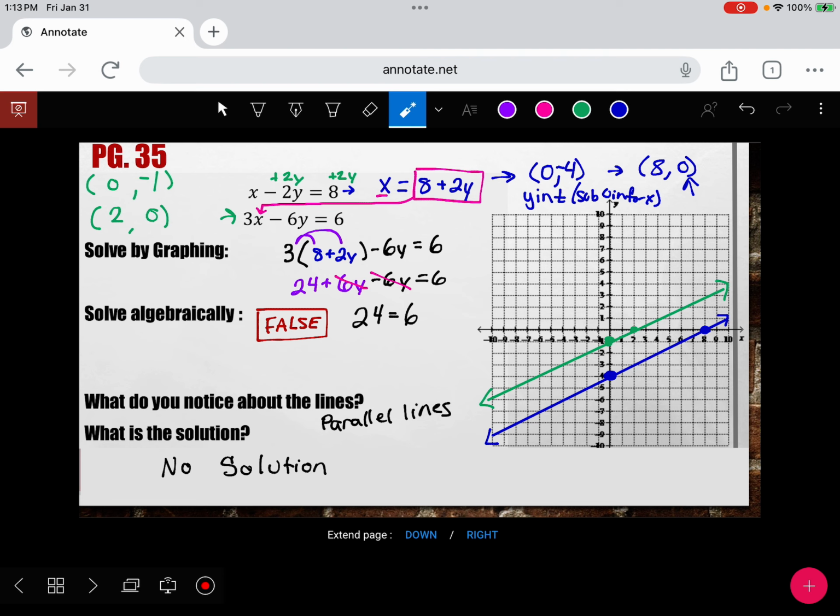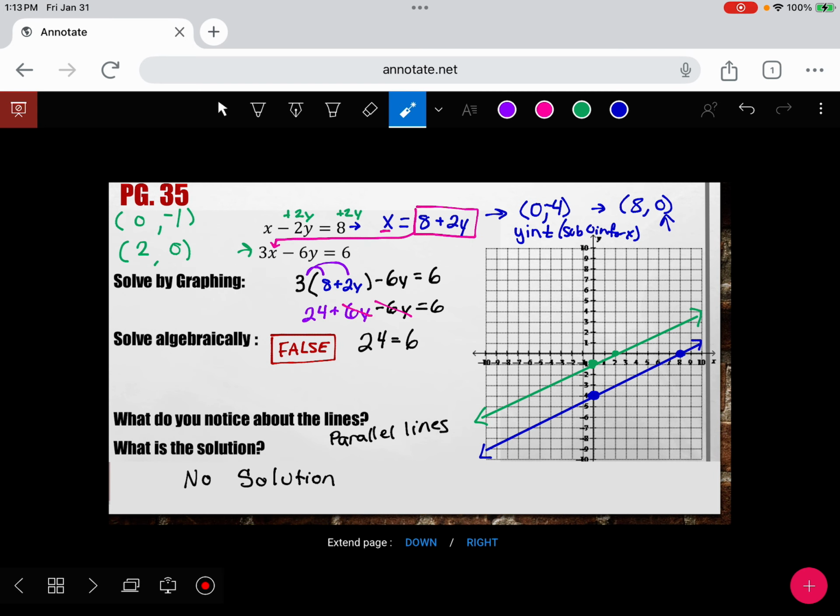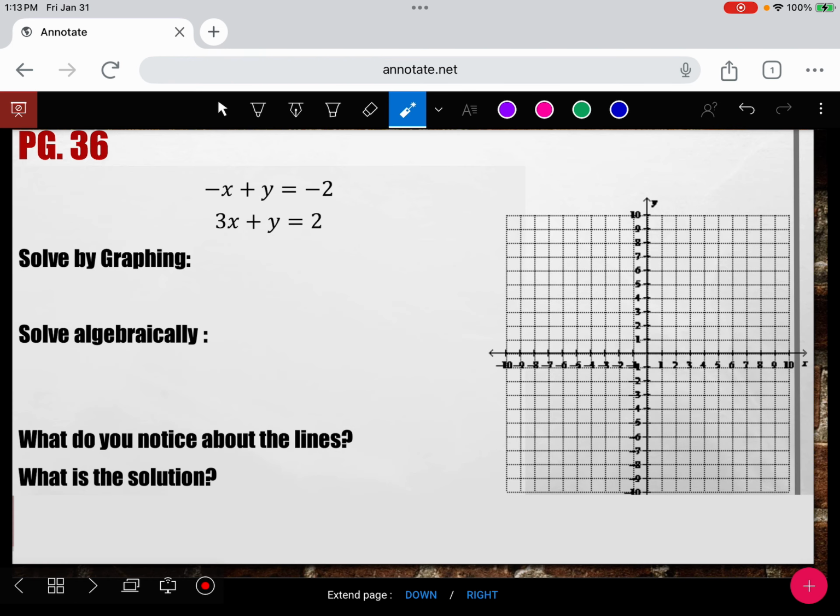We're going to do one more of these. Questions on this one before I change the page? Okay. Let's look at this one. This is our last step for today. So we're going to look at them algebraically. We're going to look at them by graphing so we can see what we start to see here.